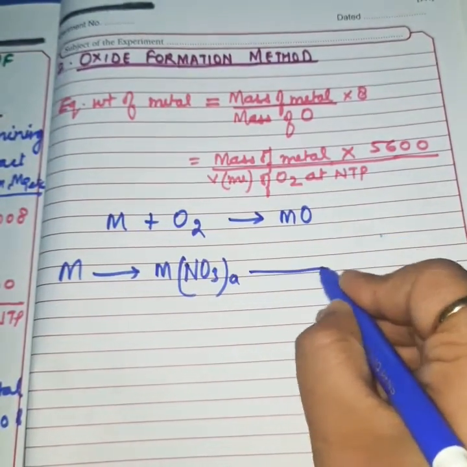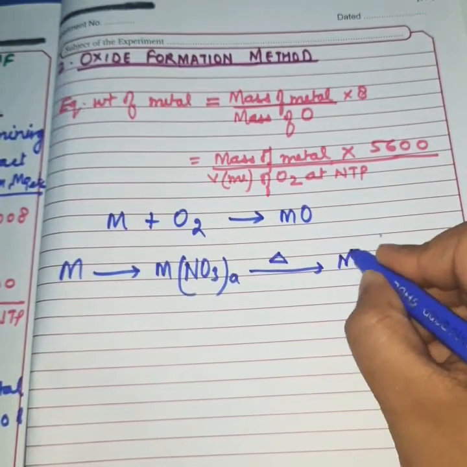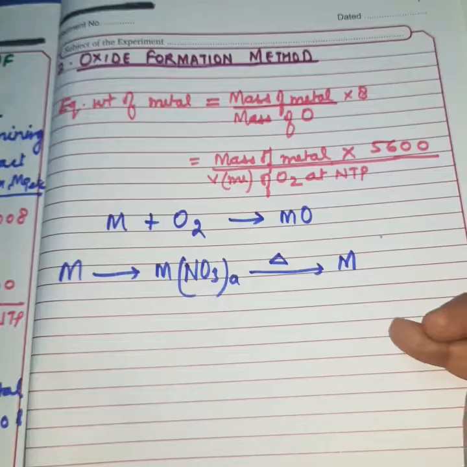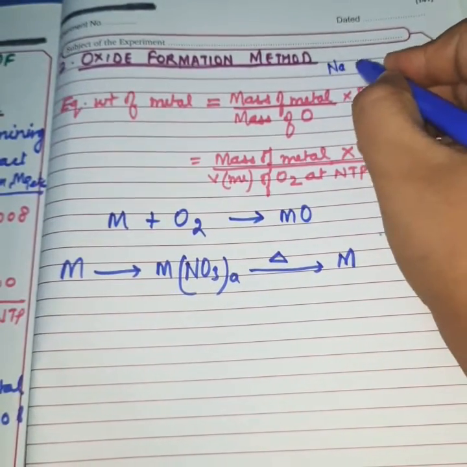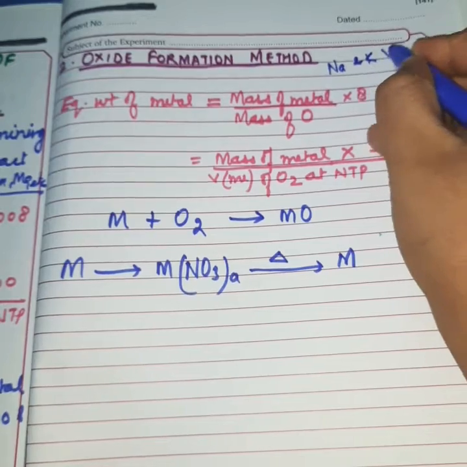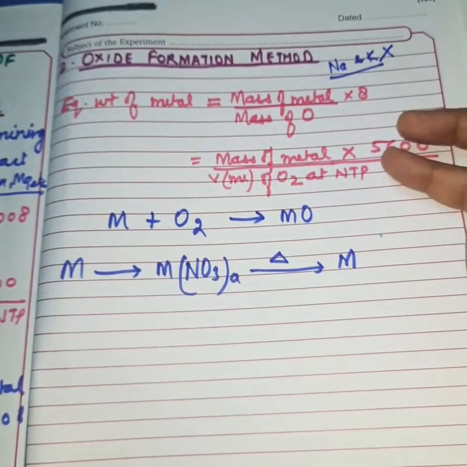And then heating the nitrate. On heating nitrate, we know metal changes into its oxide, except sodium and potassium. This method is not applicable for sodium and potassium, because their nitrates convert into their nitrites.